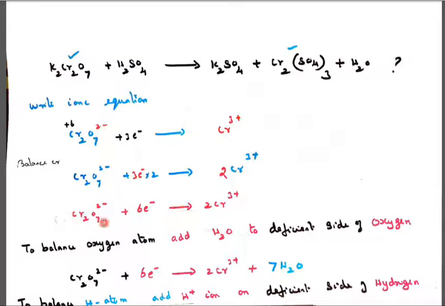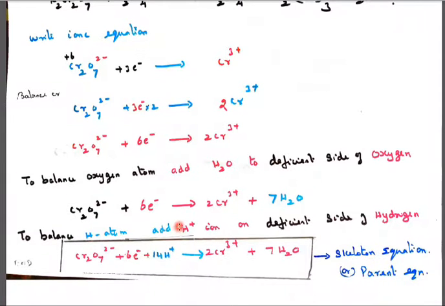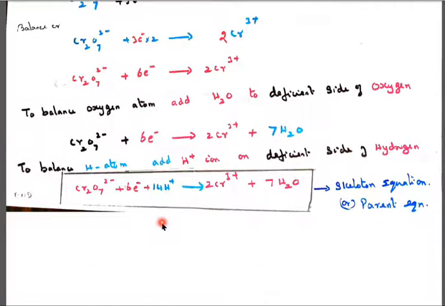So here chromium is balanced, oxygen is not balanced. To balance oxygen, this side has 7 oxygen, this side 0 oxygen. So just add water: 7H2O is to be added to the oxygen deficient side. So put 7H2O. In order to balance the hydrogen on the left-hand side, multiply 7 into 2, 14 H plus. H plus is added to the hydrogen deficient side. So 14 H plus we added. So everything is balanced. This is called the skeleton equation.